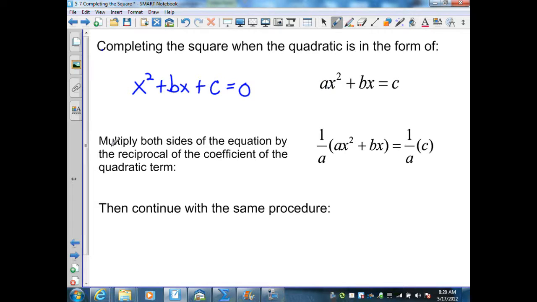To do that, what we're going to do is multiply both sides of the equation by the reciprocal of the coefficient of the quadratic term. So you can see, if it's ax squared, I'm going to multiply both sides by 1 over a. And when I distribute, when I multiply 1 over a times a, that will make this a positive 1. Then, after we distribute and also simplify the right side, we want to continue with our procedures of completing the square to solve for x.